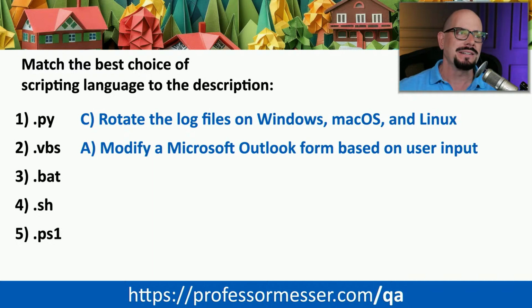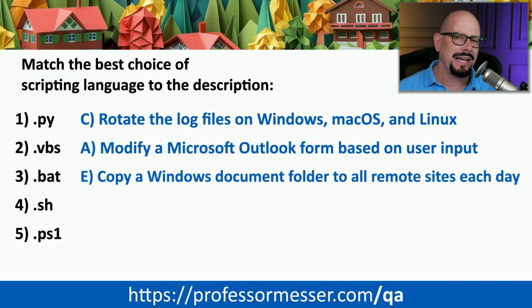Next, we have a BAT, B-A-T, like a baseball bat. That fits best with E, I think. E works very well for this one. A BAT file is short for a batch file, B-A-T-C-H. Batch files are the scripts that run at the command prompt of a Windows, or back in the day, a DOS computer.